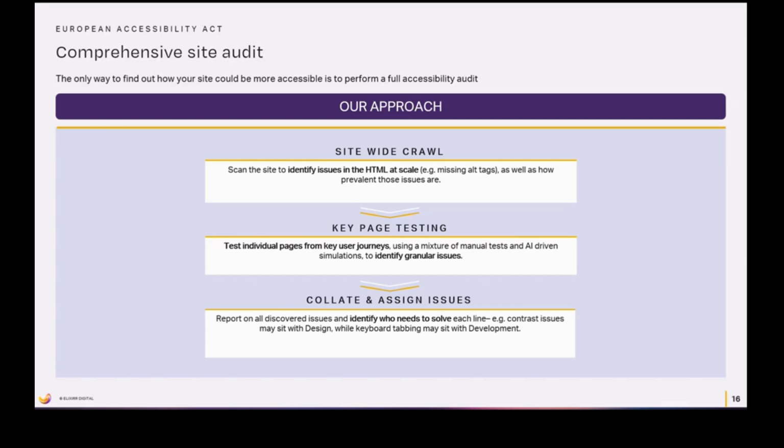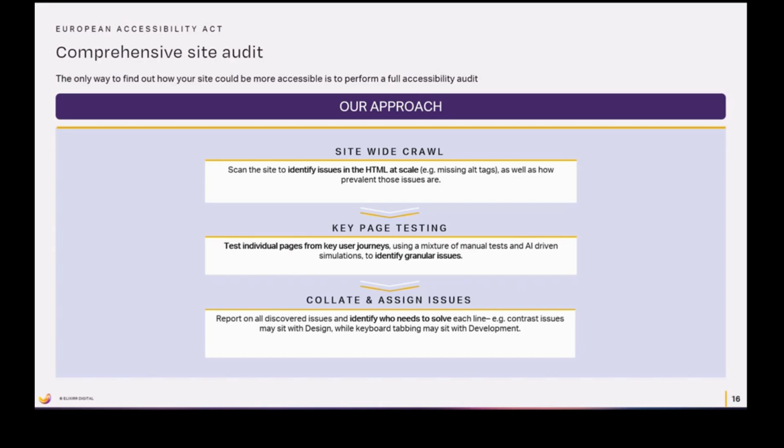So what we do is a site-wide crawl. We scan the entire site to identify issues in the HTML at scale. We can identify things like missing alt tags, color contrast issues, even things like buttons having the wrong name or inconsistent naming across the website. There's a range of them. When you look through the WCAG checklist that we send out afterwards, you'll get an idea of just how many things are tested.